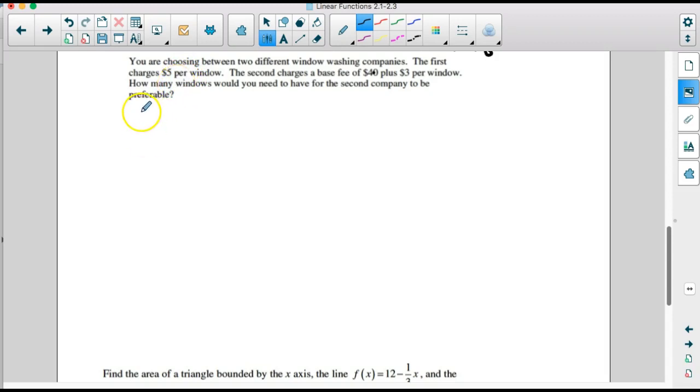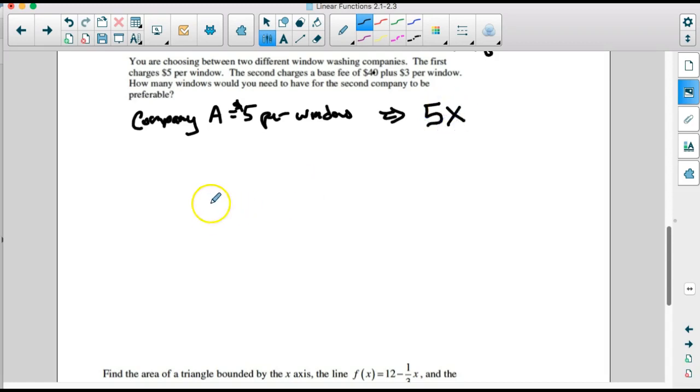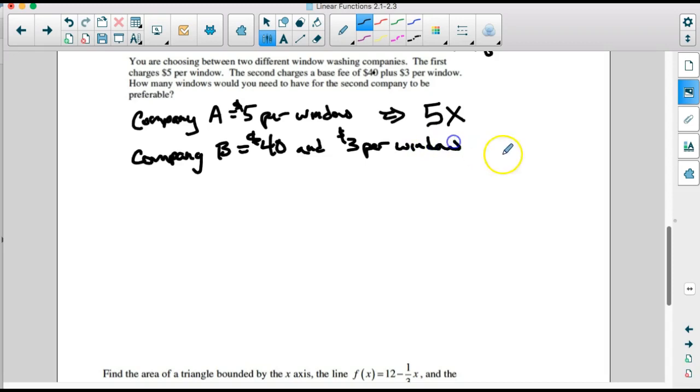Okay, so we will write a linear model for each company. Company 1, or we'll call it company A, is $5 per window. Since it's per window, that's a slope, so that's going to be 5x. That's our equation. Company B is $40 and $3 per window. So that's going to be 40 plus 3x. If $3 per window is your rate, it's going to be 3 times how many windows, plus $40.